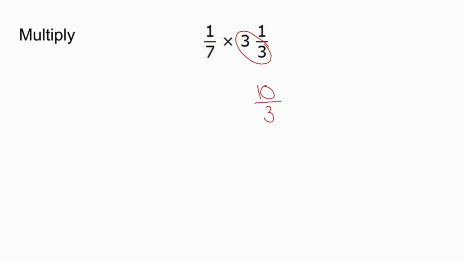What do I do with that 1/7? Nothing. It didn't change, so just bring it down. So I have 1 over 7 times 10 over 3. When multiplying two fractions together, multiply straight across the numerator and straight across the denominator.